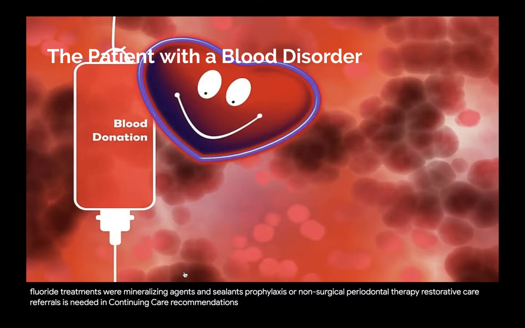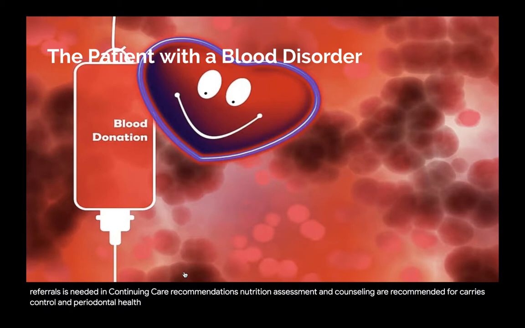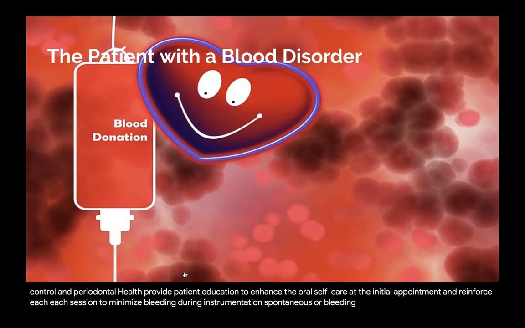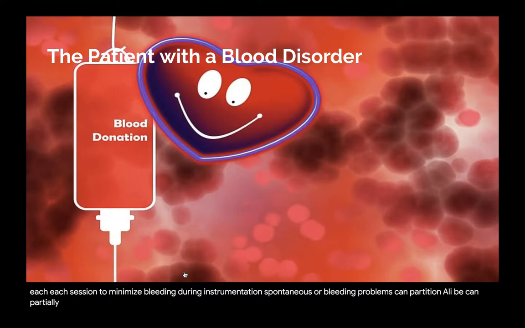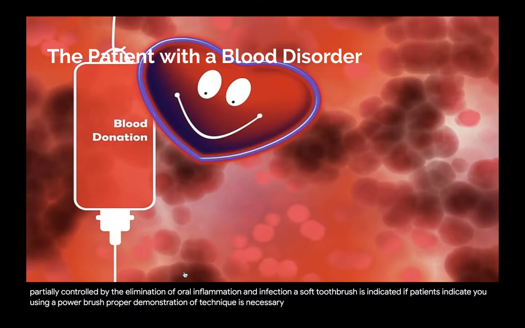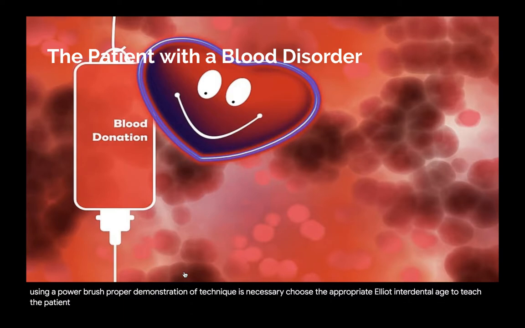Nutritional assessment and counseling are recommended for caries control and periodontal health. Provide patient education to enhance oral self-care at the initial appointment and reinforce each session to minimize bleeding during instrumentation. Spontaneous oral bleeding problems can partially be controlled by the elimination of oral inflammation and infection. A soft toothbrush is indicated. If patients indicate using a power brush, proper demonstration of technique is necessary. Choose the appropriate interdental aids and teach the patient to prevent tissue injury. Patients with limited manual dexterity can benefit from adaptive oral hygiene aids.